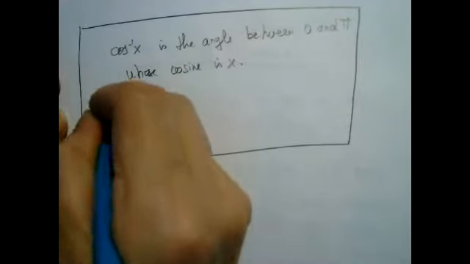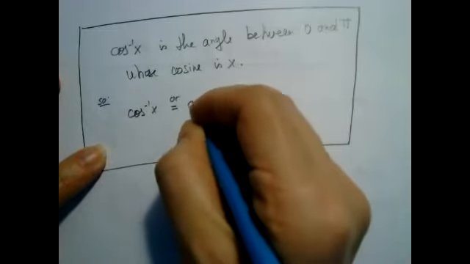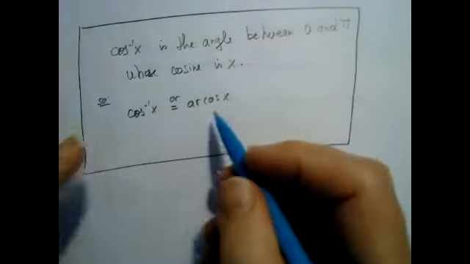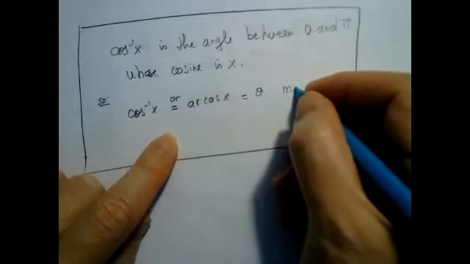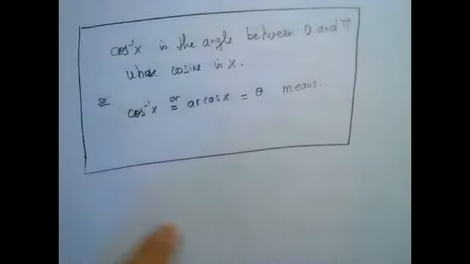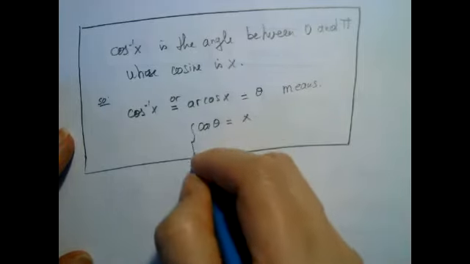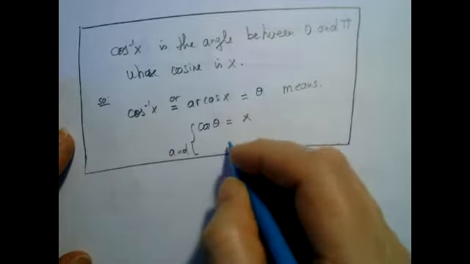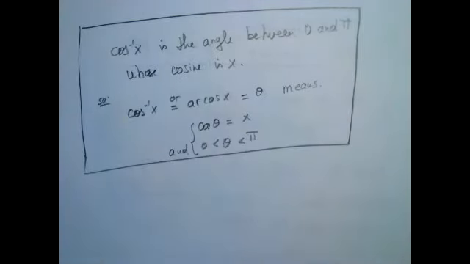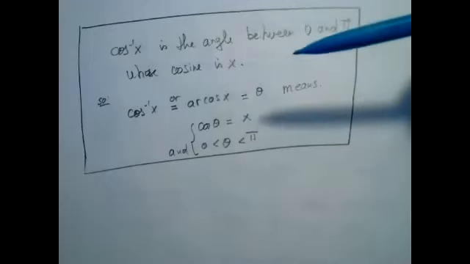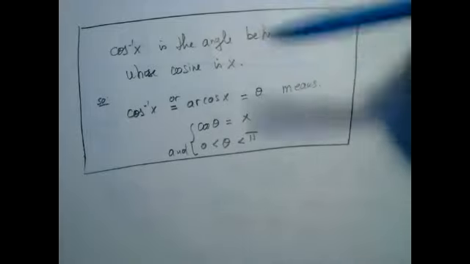So cosine inverse of x, or arc cosine, both notations are used, this or this mean the same thing, equal to theta means what? It means that the cosine of theta is x, and theta is between 0 and pi. So that's a whole new function called cosine inverse, extremely useful. Its goal is, if I give you the value of the cosine, it gives me the angle.